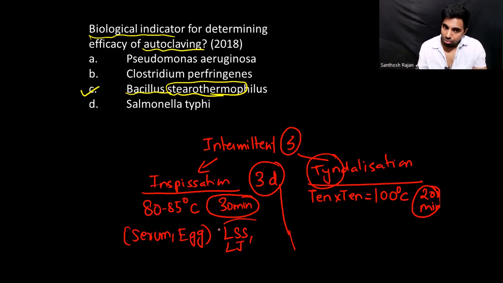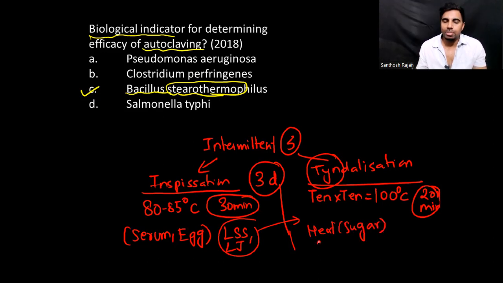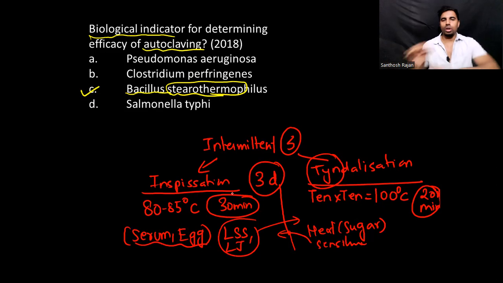Tyndallization also can be done, but remember, heat sensitive material or sugar containing substances, you do tyndallization, or again you can do inspissation also. Both are interlinked. But when they ask for serum or egg media, you choose inspissation, the best answer, though both are right. For sugar containing media, tyndallization, 10 out of 10, 100. But both are interchangeable.